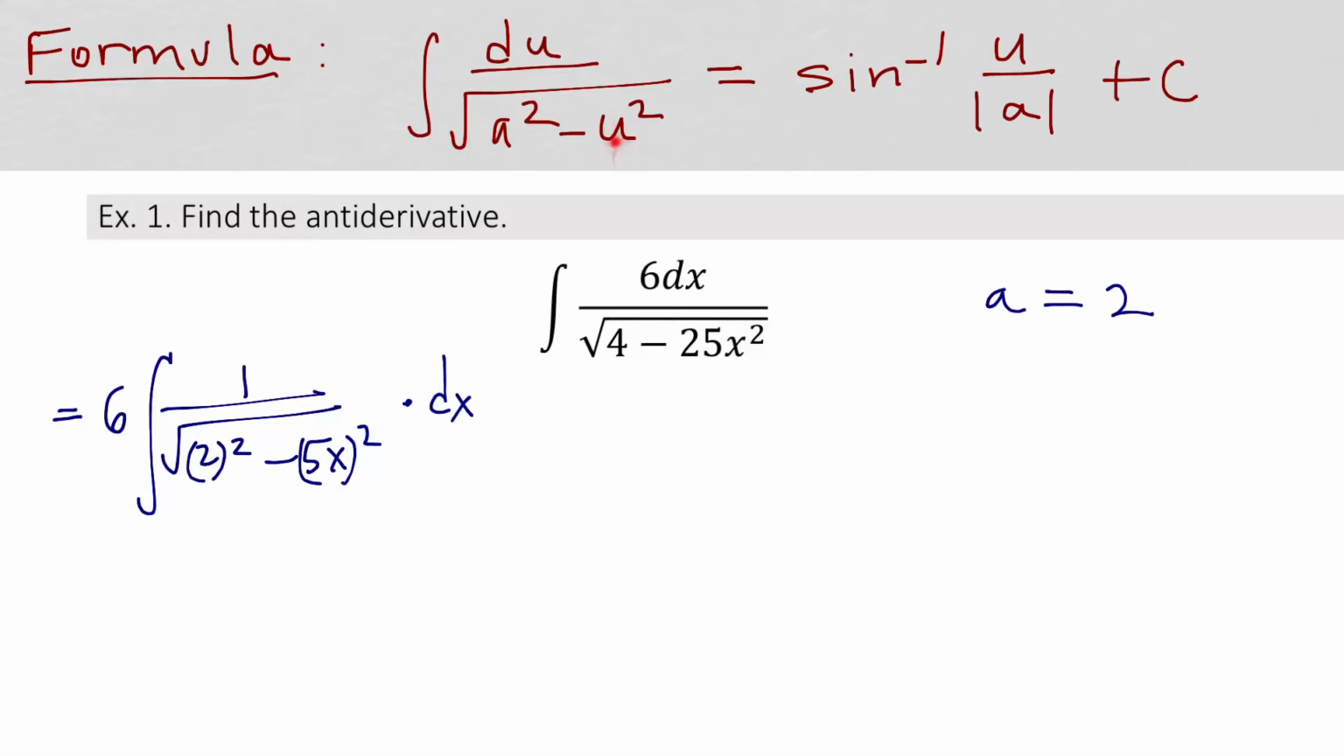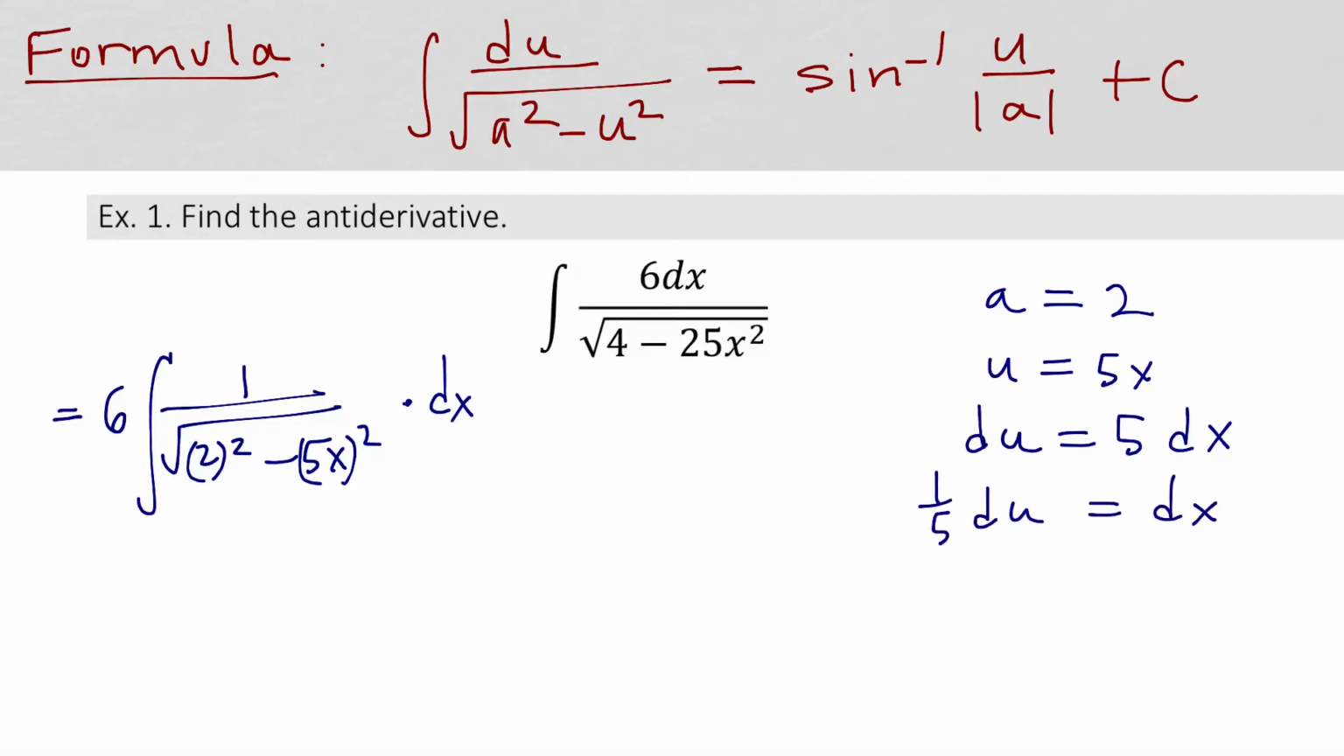I'm going to say that u is 5x. Then I need du, so du would be 5 dx. But looking over here at my integral, I have just dx, so I want to say 1/5 du is equal to dx. So now let's do our substitutions. My u is going to be 5x, and my dx is going to be 1/5 du. I don't need to do any substituting with the constants.